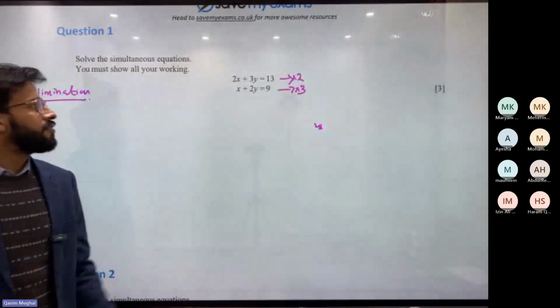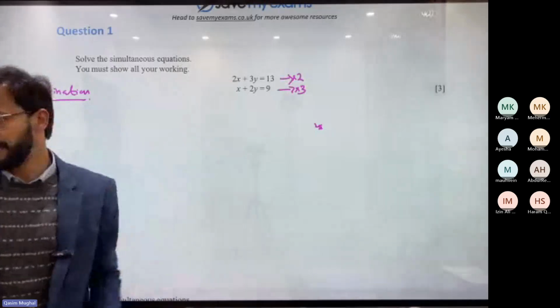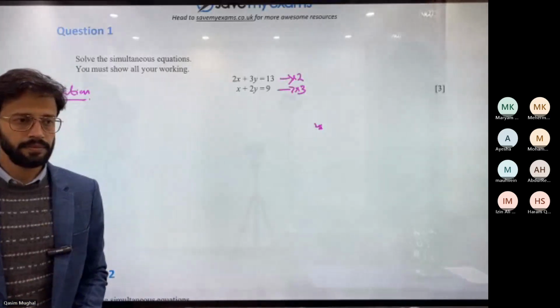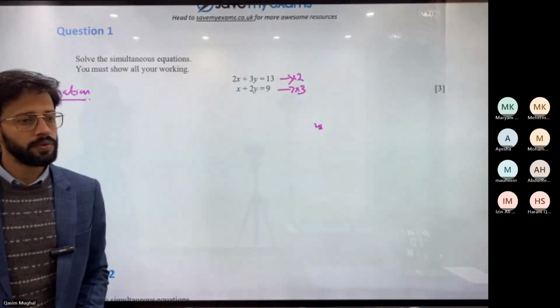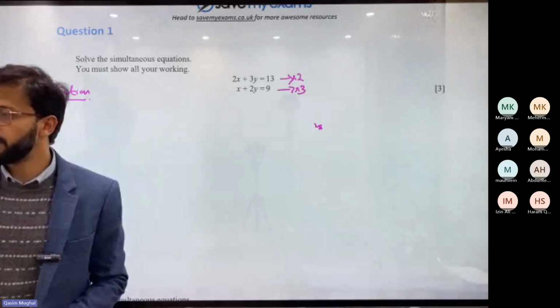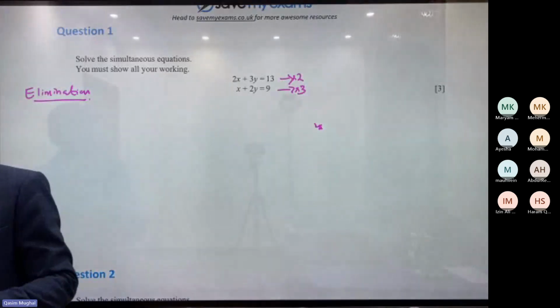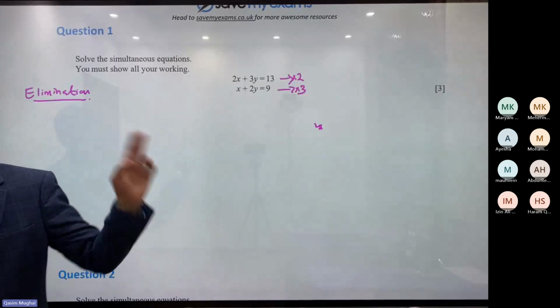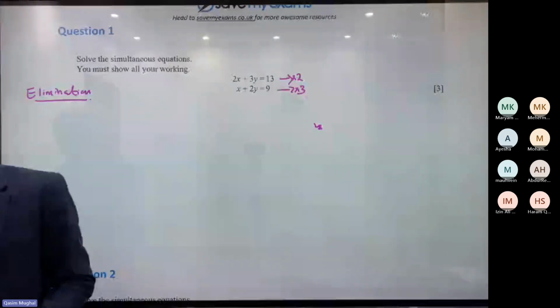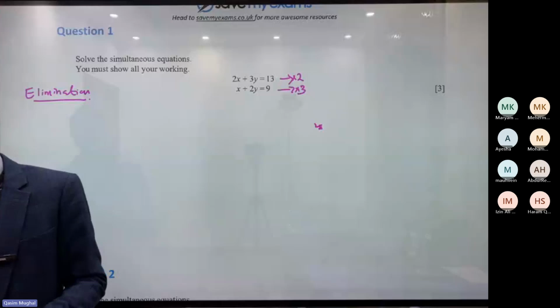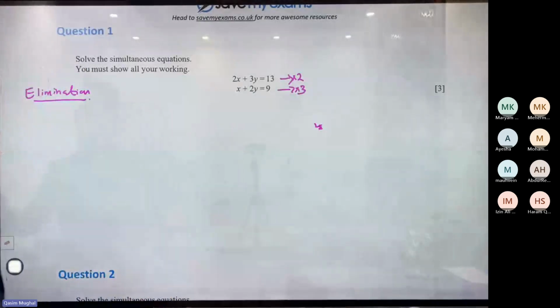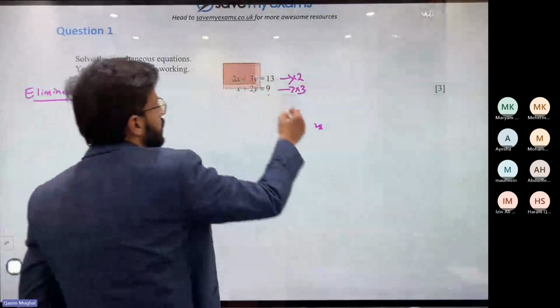Have a look: if I want to make the coefficients of x same, I will only multiply the second equation with 2. So which is easier? Making the coefficients of y the same or the coefficients of x the same? The x coefficients. So choose a shorter path. Okay? Is it clear up till here?